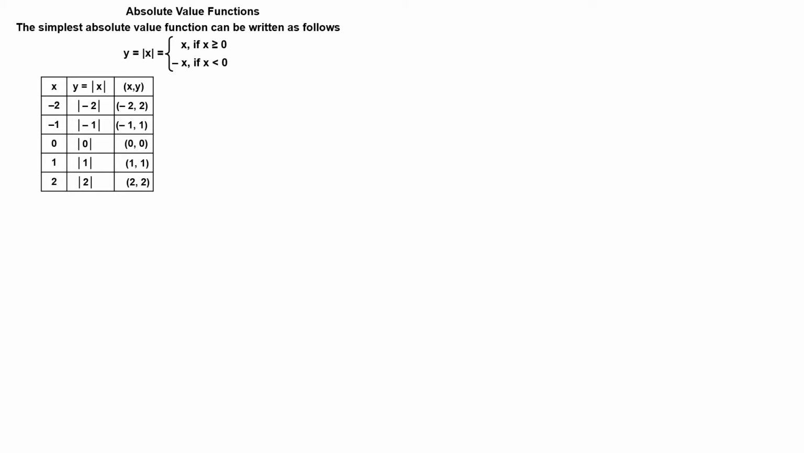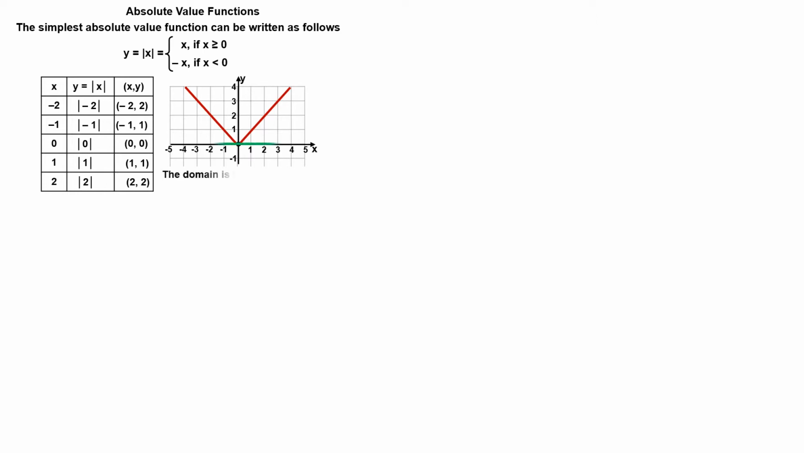The graph of the absolute value function is composed of two linear pieces joined together at a common vertex, the origin. The graph of such absolute value functions generally takes the shape of a V. Notice that the graph is symmetric about the y-axis. The domain is the set of all real numbers. The range of f is the set of y such that y is greater than or equal to 0.